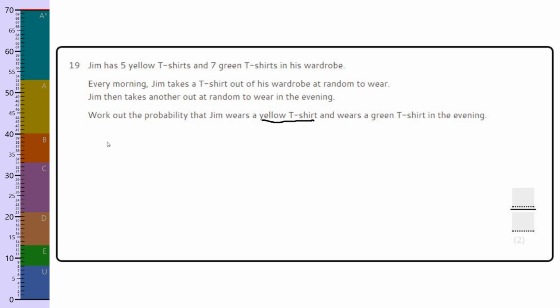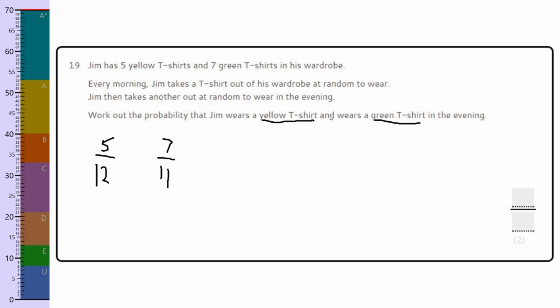He's got 5 yellow t-shirts, and he's got how many altogether? 12 altogether. So it's 5 over 12. Okay. And then wears a green t-shirt in the evening. So green, there are 7 of them. Now he's already taken one of them out. He's already taken a yellow one out. So there's 11 of them left.